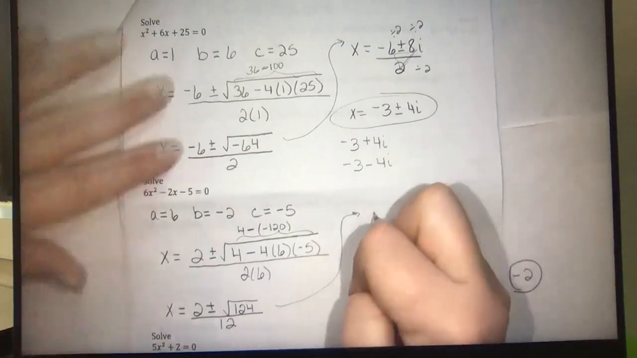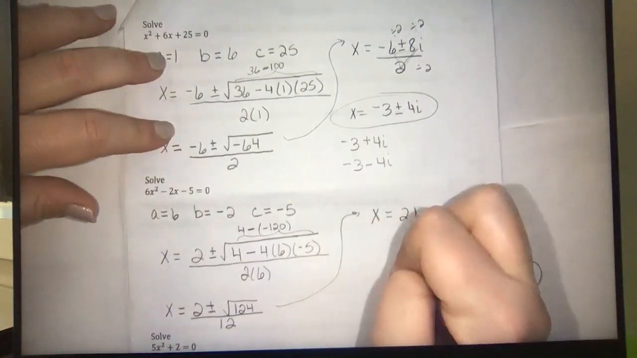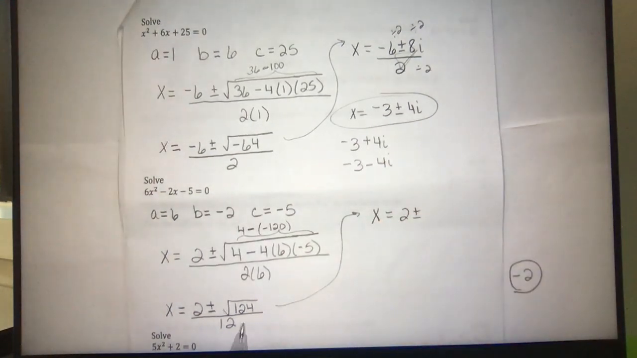Okay. All right, I have 2 plus or minus. Am I going to pull out an i in this situation? No. Remember, you only pull out i's when it's negative. Okay. Is there a nice, pretty square root of 124? No. So that means either you're comfortable figuring out what it is, or we're going to factor tree. Those are your two options.